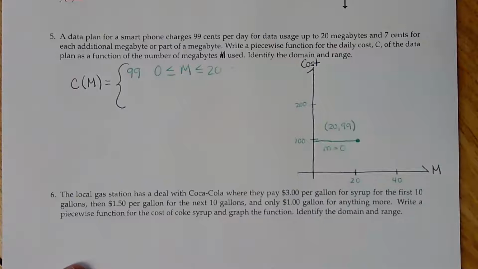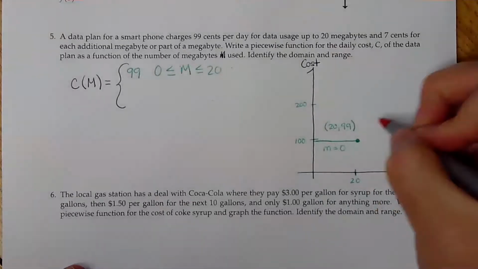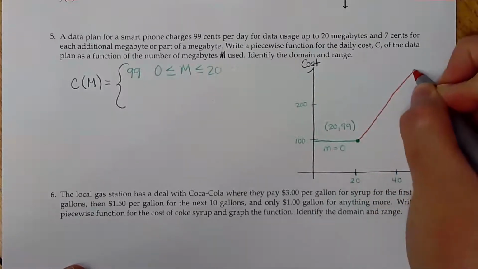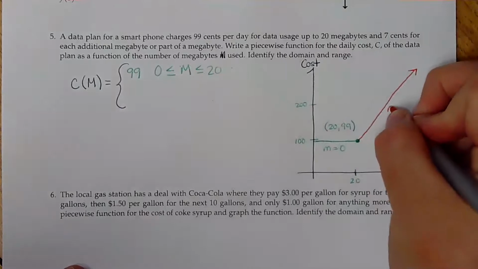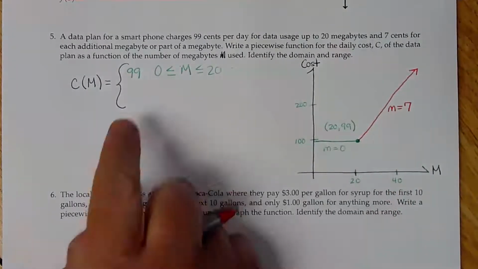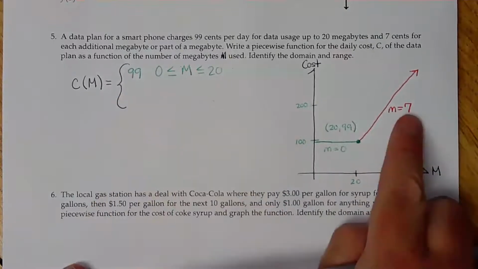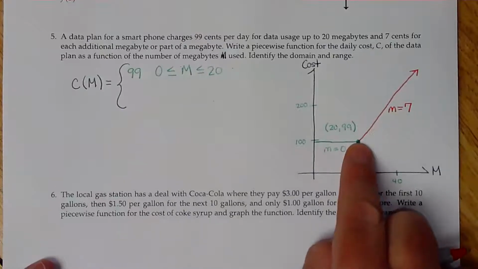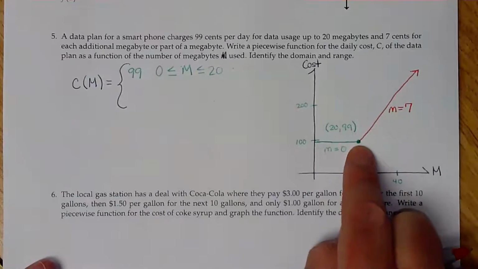Right, and then we need to figure out the second piece of this. So now they're going to start charging 7 cents for each of these megabytes after this. So our graph is going to start going up. And I know that my slope here is 7. And I need to find the equation that goes here. I have my slope, and I have a point that's on this line, so I can use point slope form here. Okay, that was y minus y1 equals m times x minus x1.